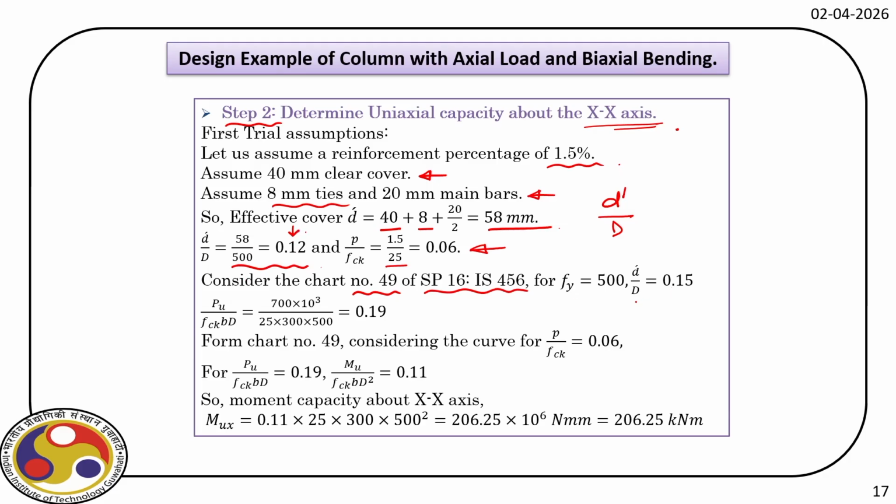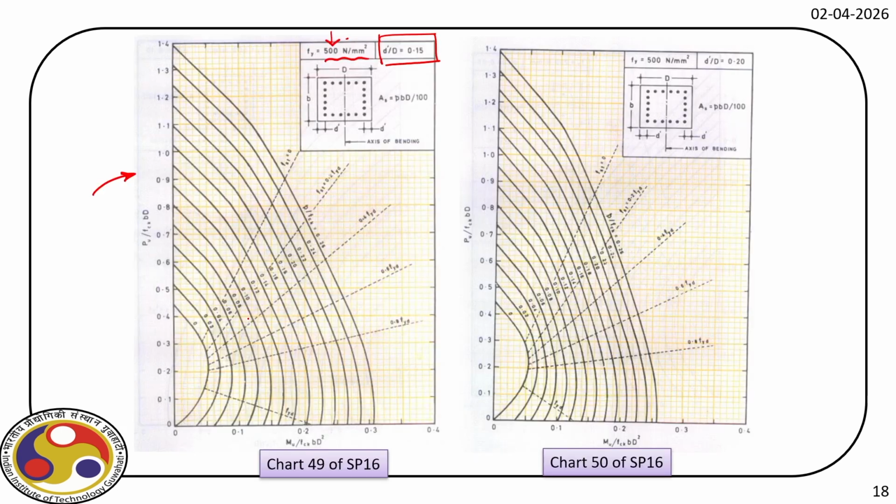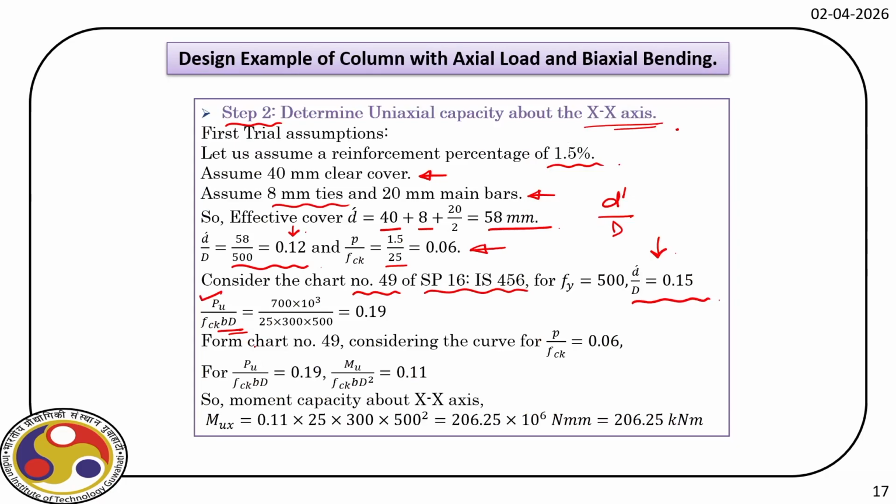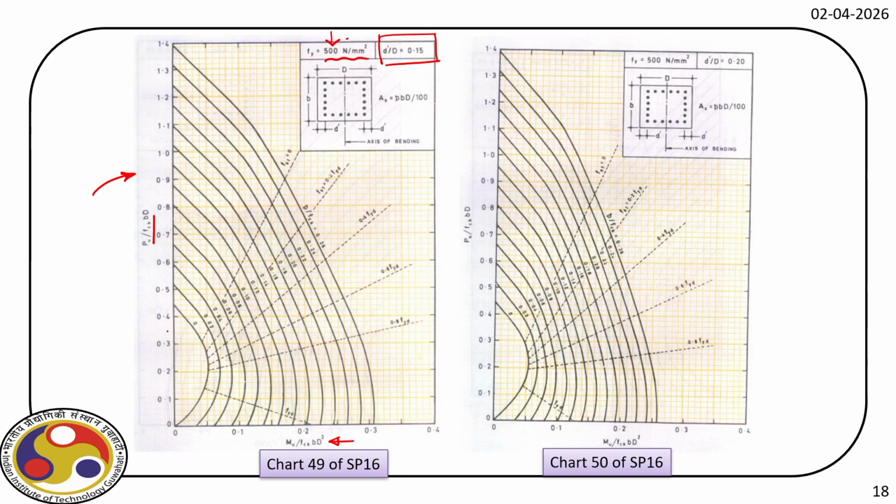So we use the chart for the closest value of d' by D, which is 0.15, and from this chart we will see in a minute how we can find out the moment capacity. Before that, first we find out Pu by fck bD, because if you look at this, on the y-axis we have Pu by fck bD, and from the x-axis we will get Mu by fck bD squared. So Pu by fck bD is 0.19. Now on the y-axis we have 0.19, so it is here.